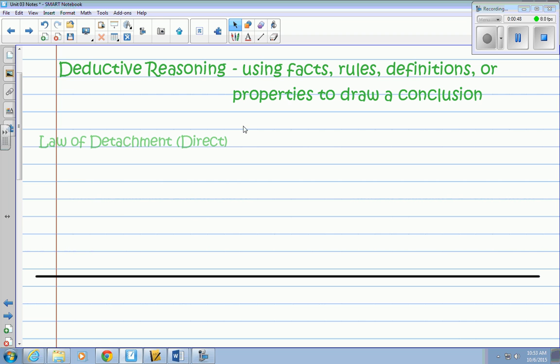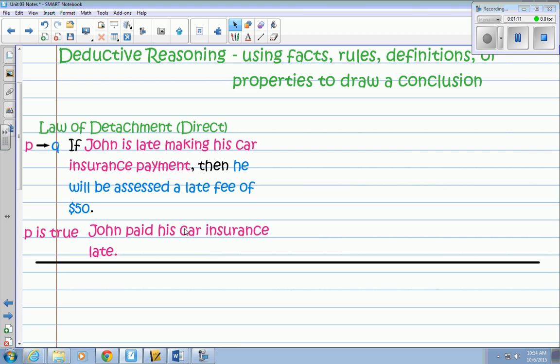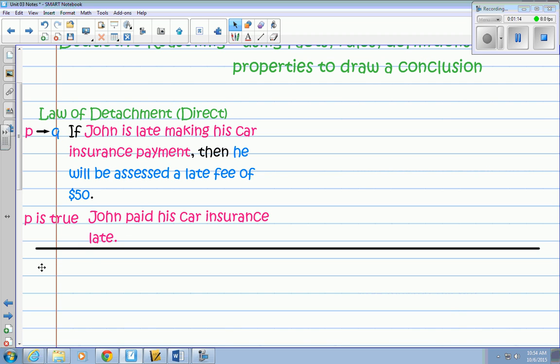We have the law of detachment, which basically says that if we start with a conditional, so this is our rule. So our conditional is if John is late making his car insurance payments, then he will be assessed a late fee of $50. That's our rule. And then we say that, well, the first part of that statement happened. So John paid his car insurance late. So if we can say those two things, then we can draw the conclusion.